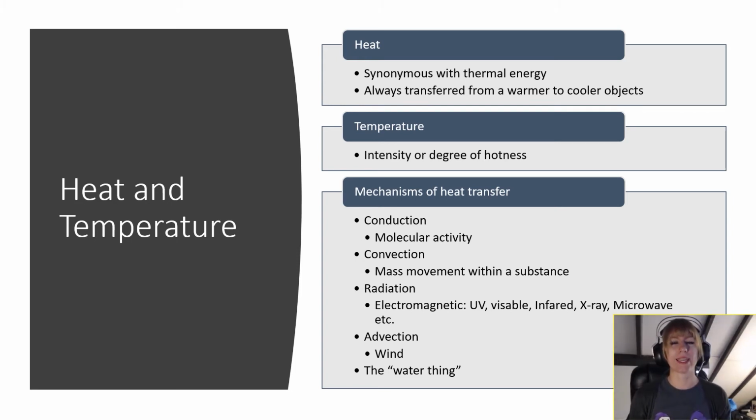And then we have radiation. So radiation, we have electromagnetic, like UV, visible, infrared, X-ray, microwave, etc. And radiation is probably one of the scarier ones because we can't see radiation. This is part of the reasons that people get skin cancer, because we know we get burned from sunlight, but we can't see the radiation that's hurting us.